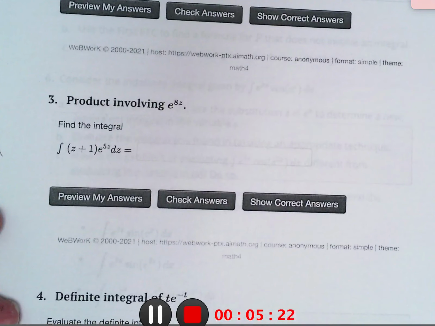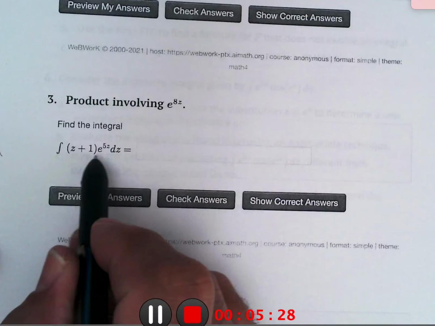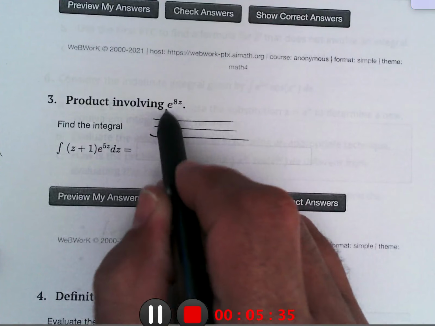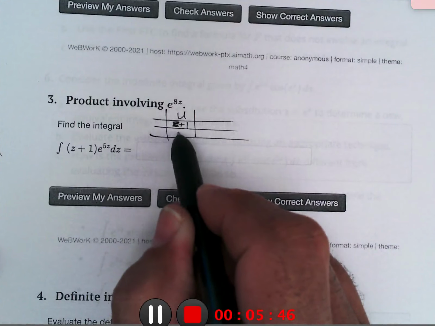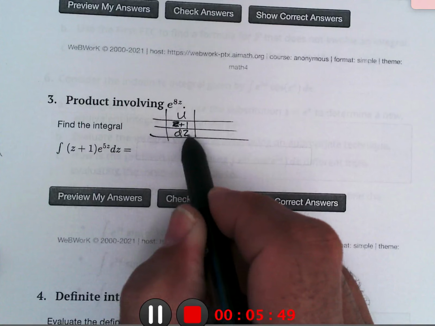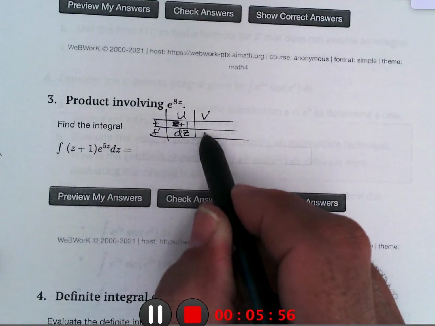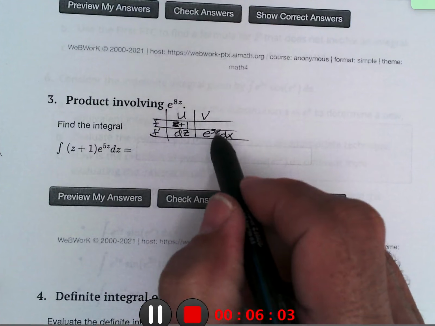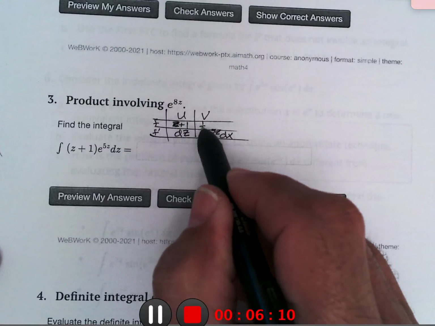And e to the 5z. I don't know what the 8 has to do with anything, but we can do it by parts here. Let's let u equal the z plus 1. So du would be 1 dz. And v prime then would be e to the 5z dz. Integrating that, the derivative produces a 5, so the antiderivative has to have a 1/5 e to the 5z.